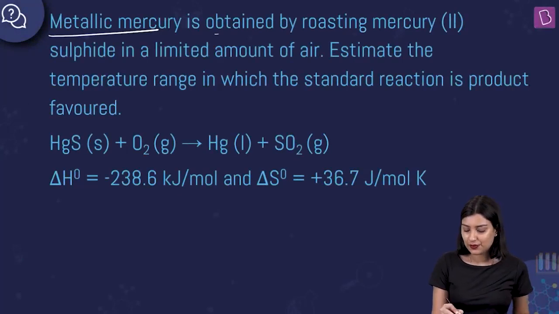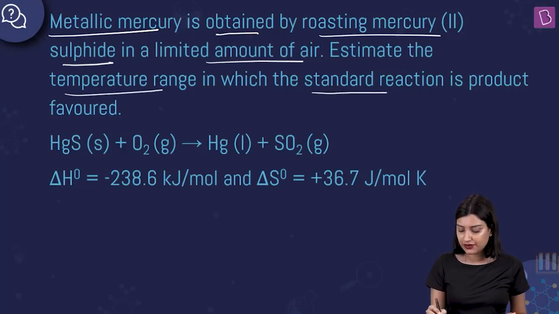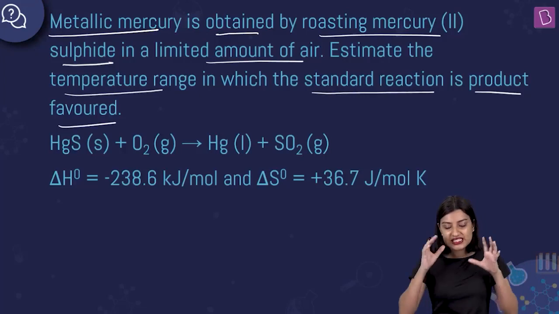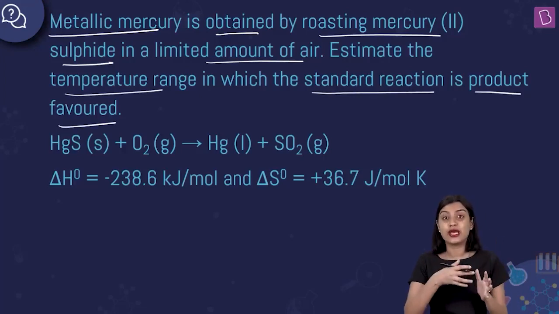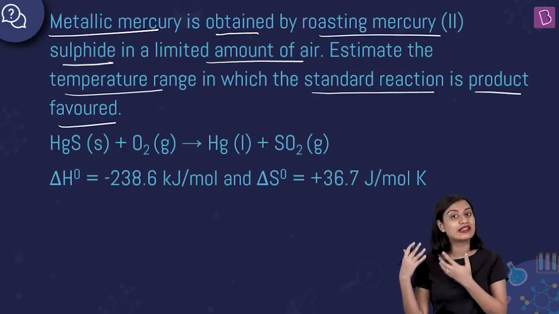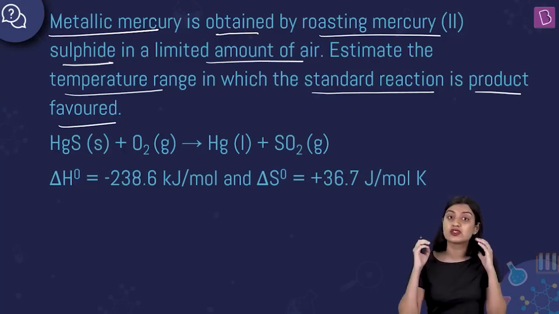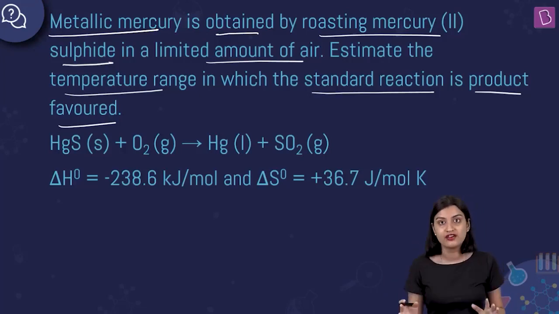Metallic mercury is obtained by roasting mercury 2 sulfide in a limited amount of air. Estimate the temperature range in which the standard reaction is product favored. Okay, what does this mean? This statement might sound like a new thing to you, but they're saying estimate the temperature range where your reaction will proceed in the forward direction, where you are more likely to get the product. Because it's not necessary that at every temperature every reaction is going to be feasible.